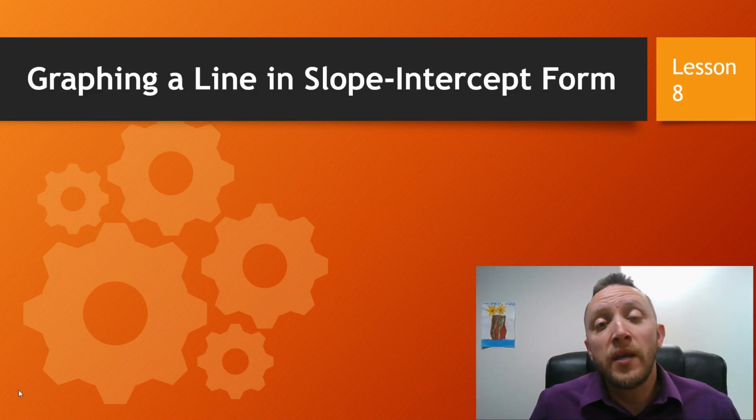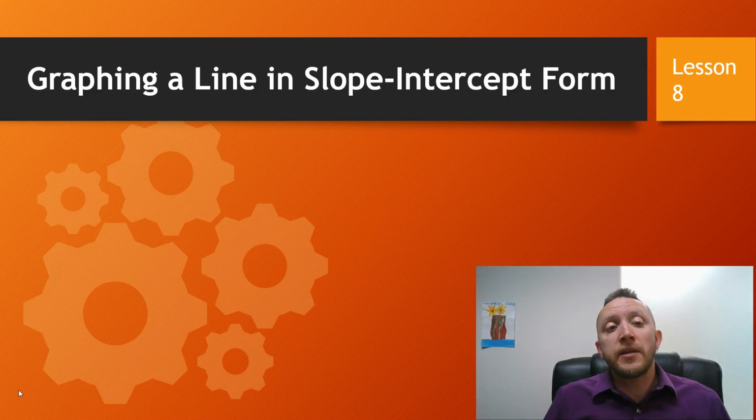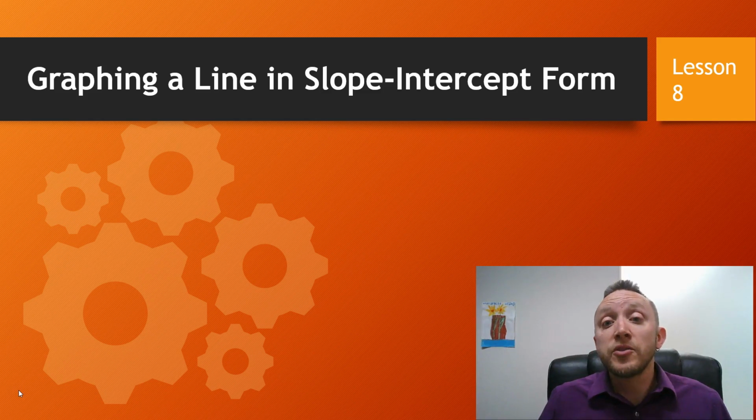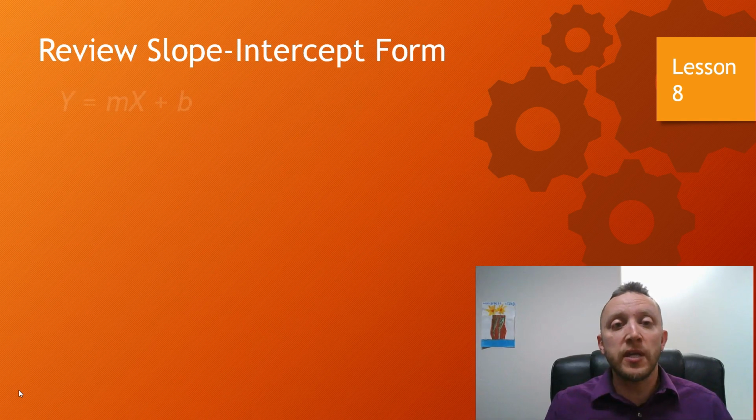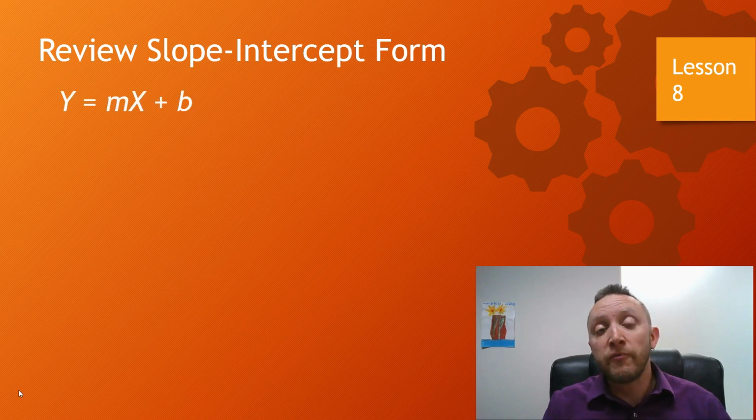Well, hello. In this lesson, we're going to be looking at how to graph a line when it's in slope-intercept form. Now, we've been doing a lot with graphing, and so this is just going to continue. But let's first review slope-intercept form and what that looks like. So remember, slope-intercept form looks like this, y equals mx plus b.